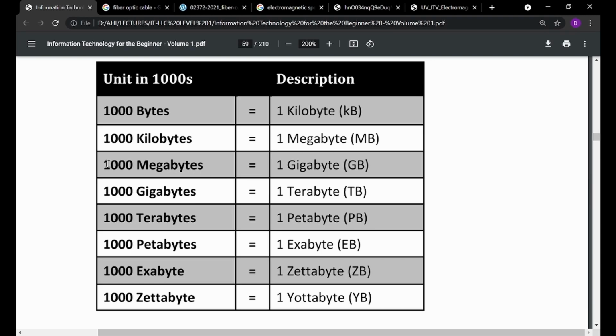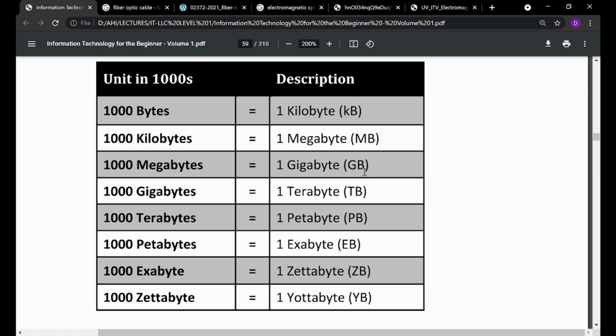Now listen, 1,000 megabytes will give you 1 gigabyte. Now 1,000 gigabytes makes up what? 1 terabyte. Now do you have a pen drive? You say your pen drive is 64 gigabytes, right? 64 gig. It's normal. We've been hearing 64 gig, 32 gig, 16 gig, 8 gig all the time. We hear that all the time, right?